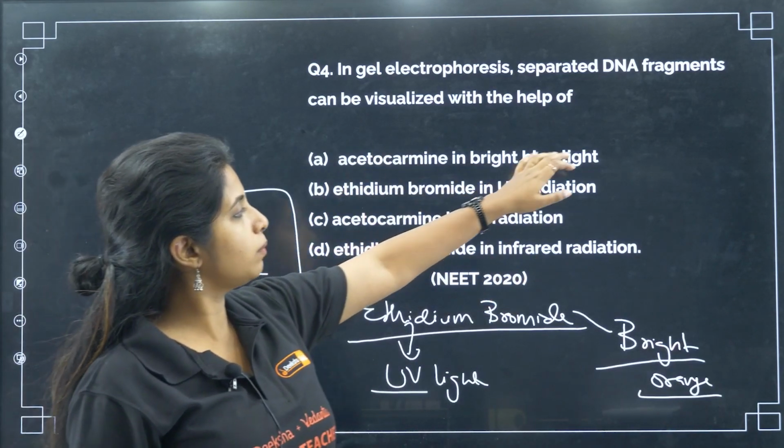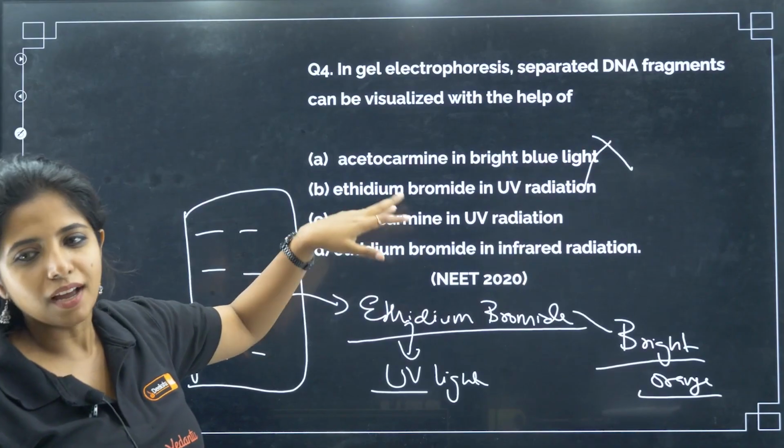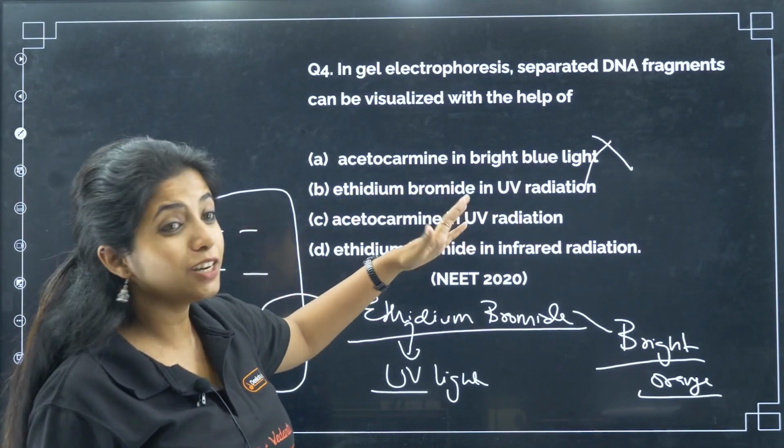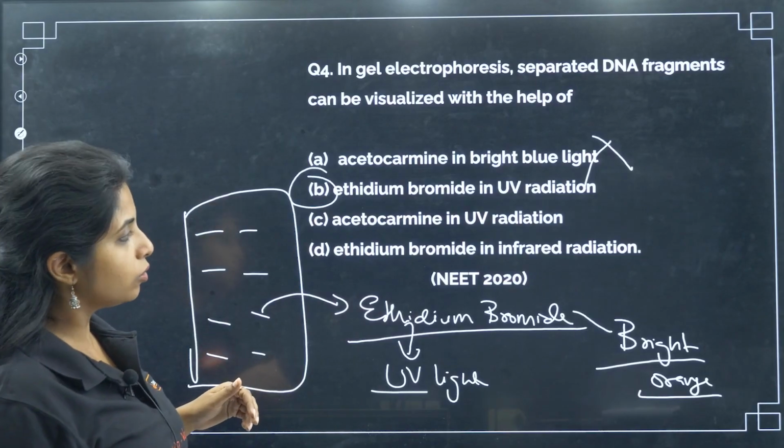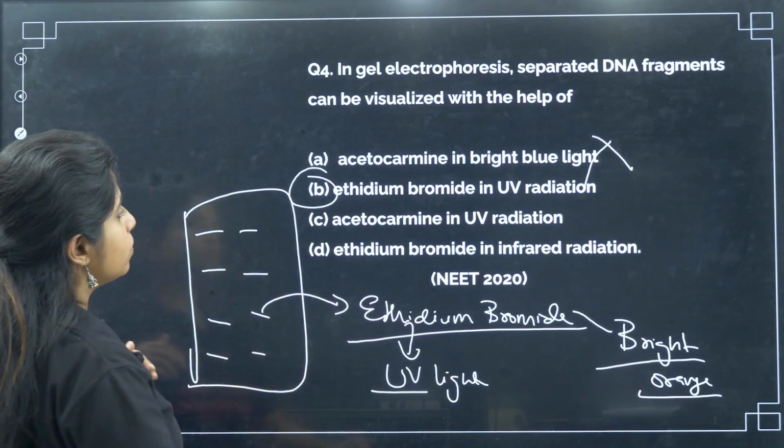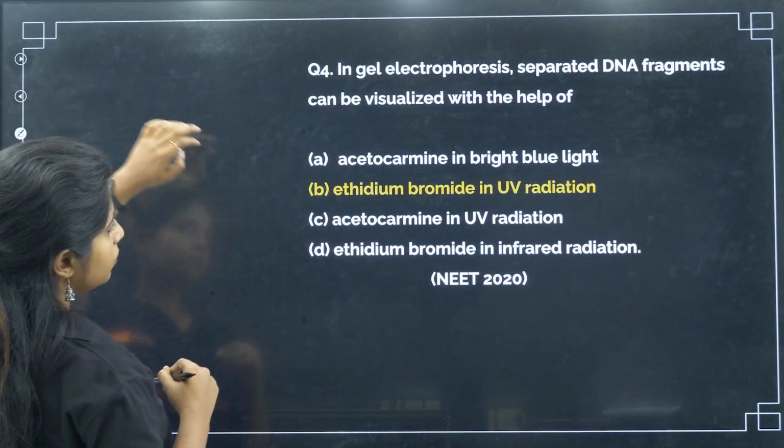So, acetocarbon in bright blue light. No. Ethidium bromide in UV radiation. Yes, we got the answer. Okay, acetocarbon in UV radiation. No. Ethidium bromide in infrared radiation. No. Your answer is B.